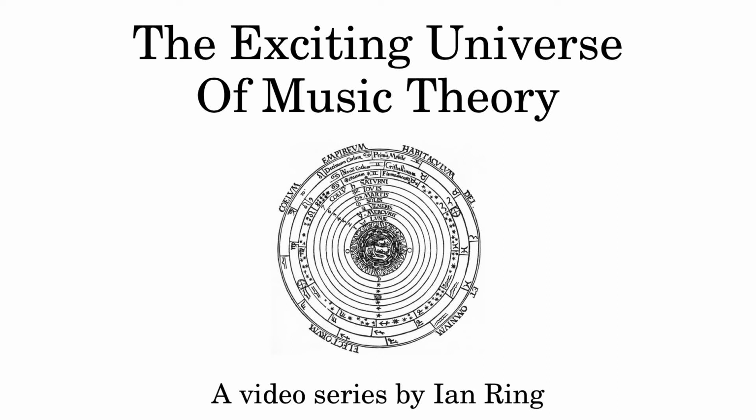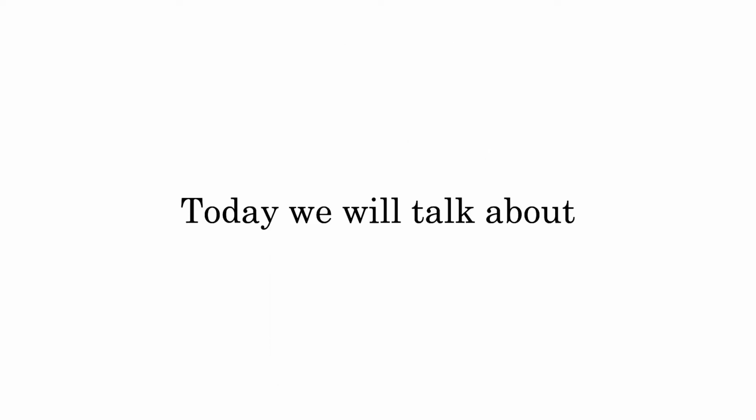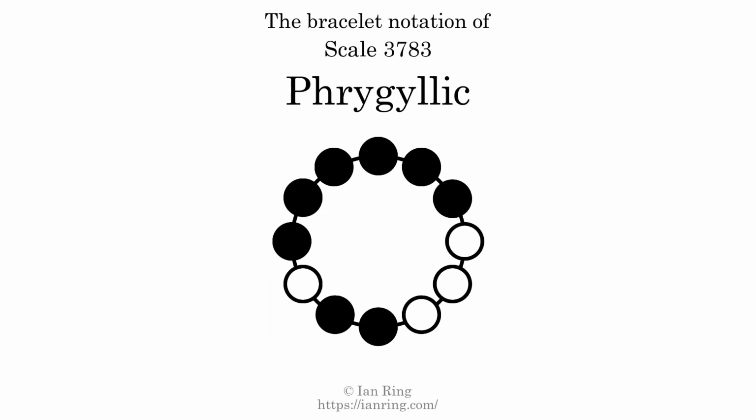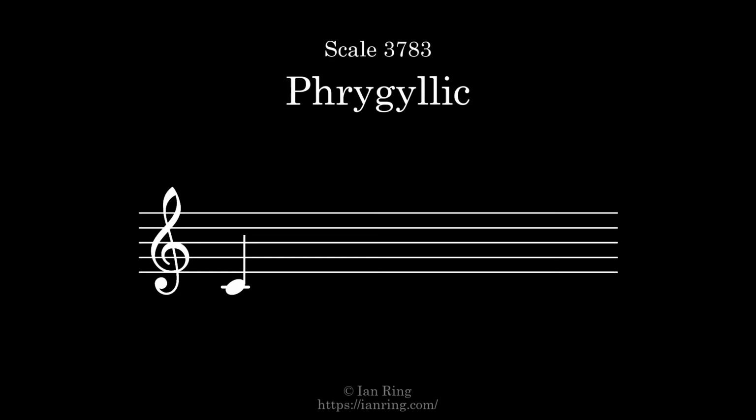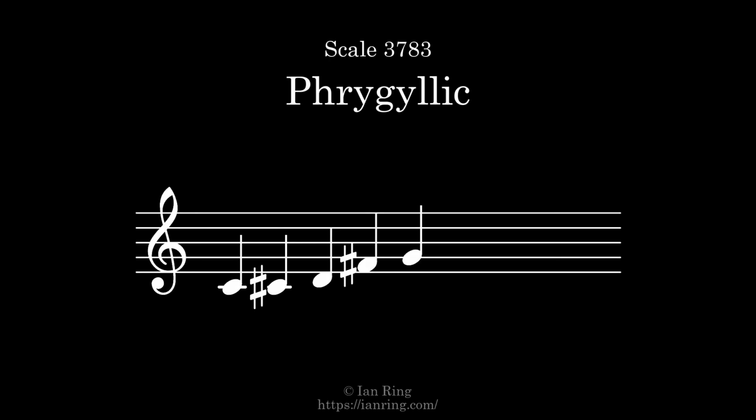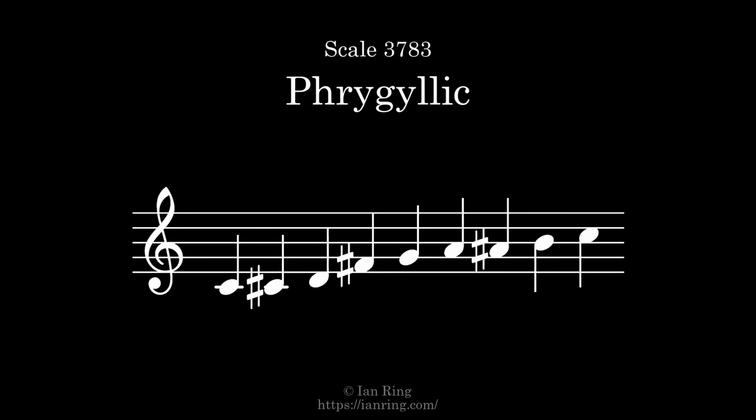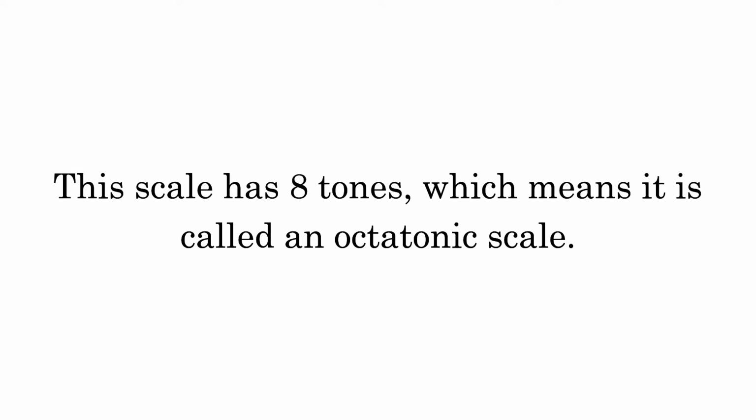Welcome to the exciting universe of music theory. Are you ready to learn? Then let's begin. Today we will talk about scale 3783, Phrygyllic, which sounds like this. This scale has 8 tones, which means it is called an octatonic scale.